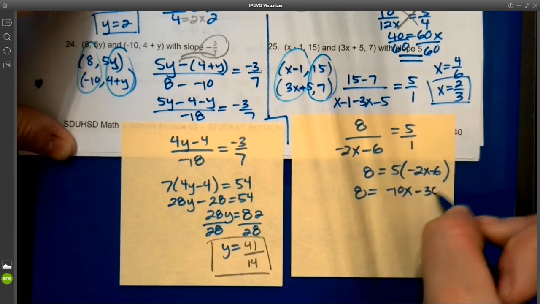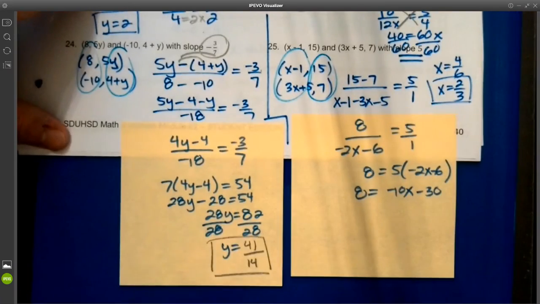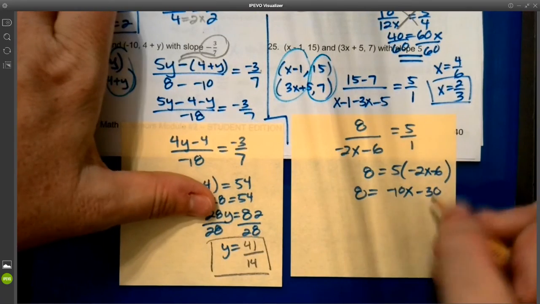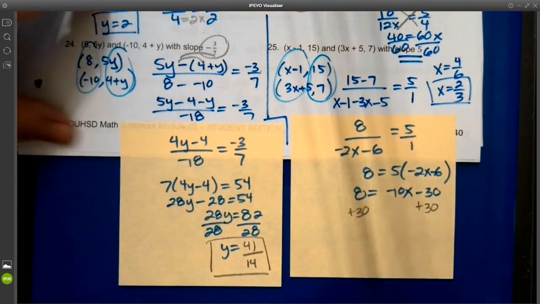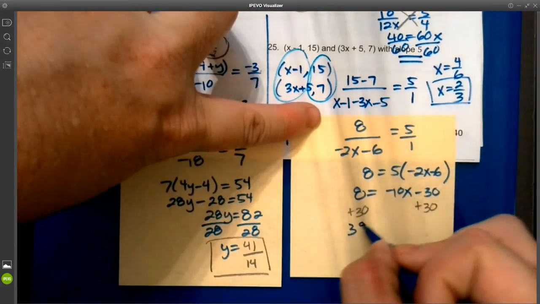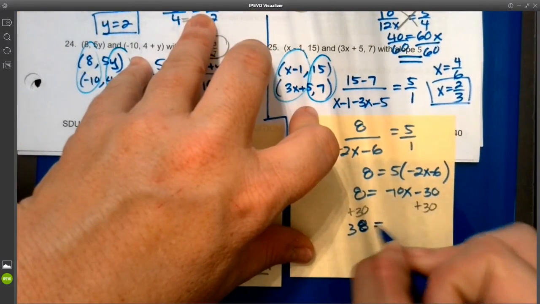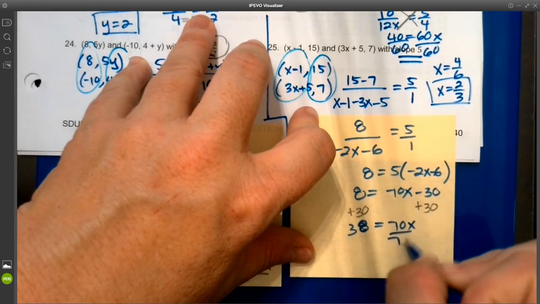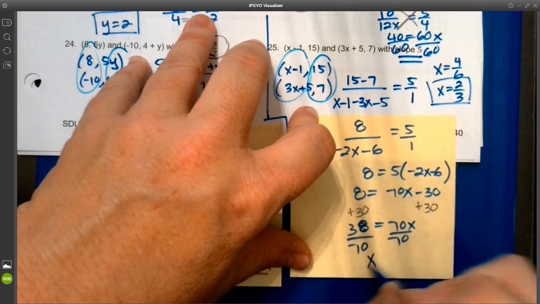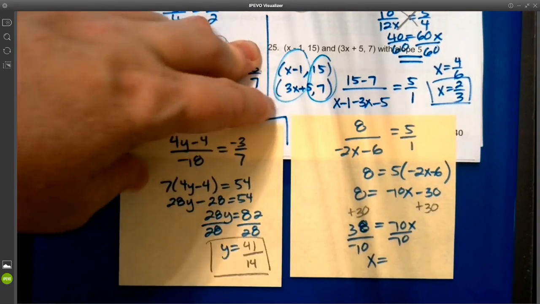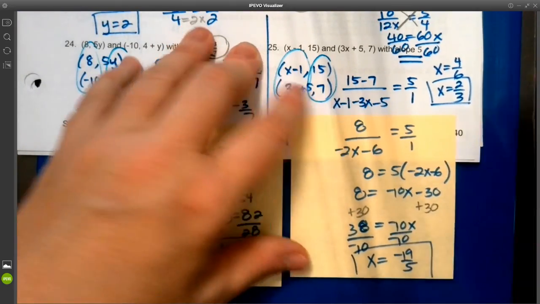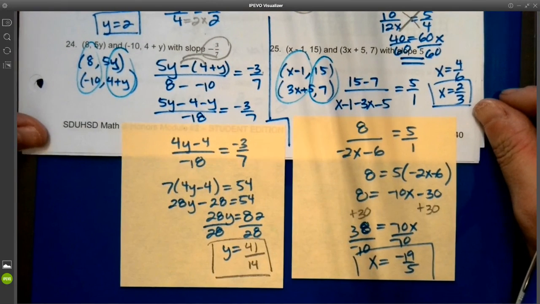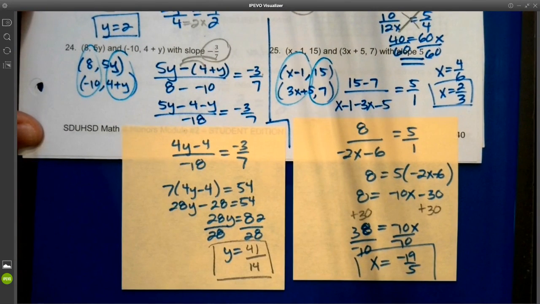And what's that going to be? Negative 30? Absolutely. I'm going to add, whoops, I'm going to use a pencil here. I'm going to add 30 to both sides. So I'm adding 30. And now I've got 38 is equal to negative 10x. And I divide both sides by negative 10. Oh my goodness. And then I reduce and I do all that fancy stuff. I'll get negative 19 over 5. Definitely some challenging questions there for 24 and 25. And that is lesson 2.2D and how you can solve for slope using 2 points.